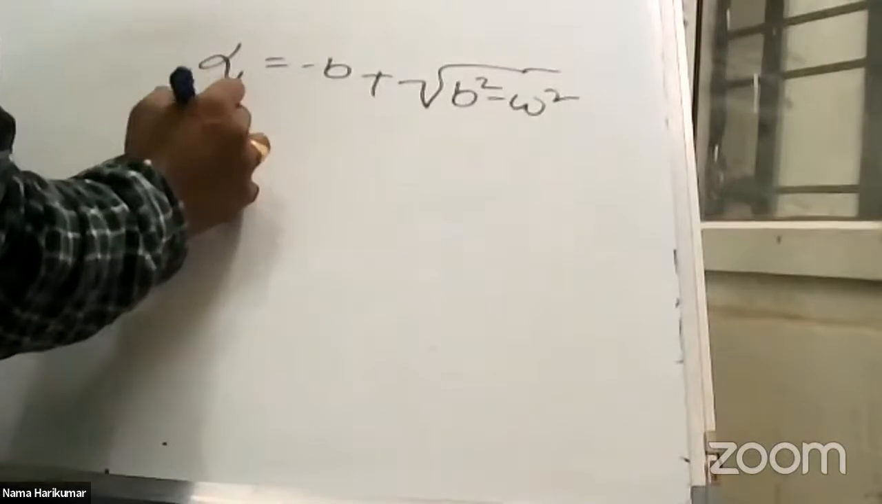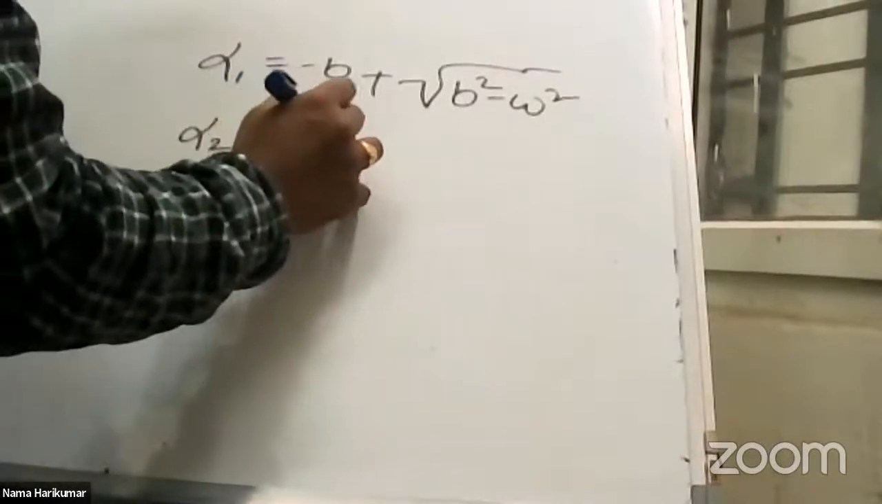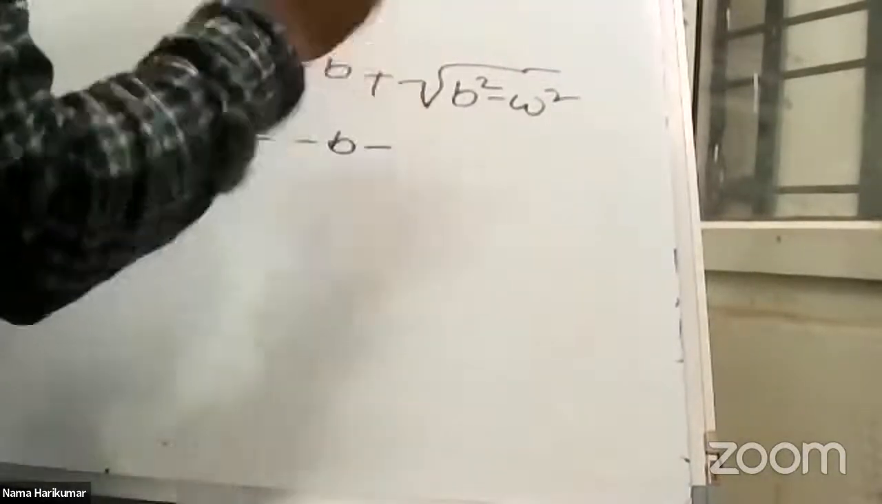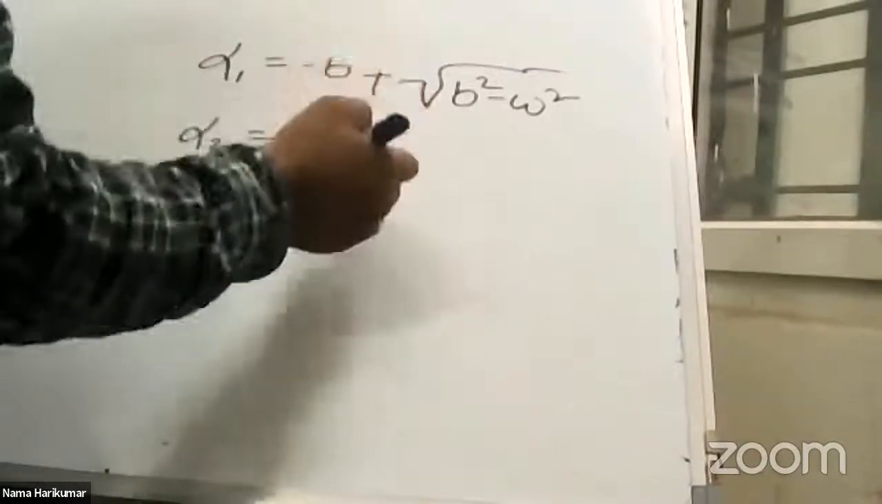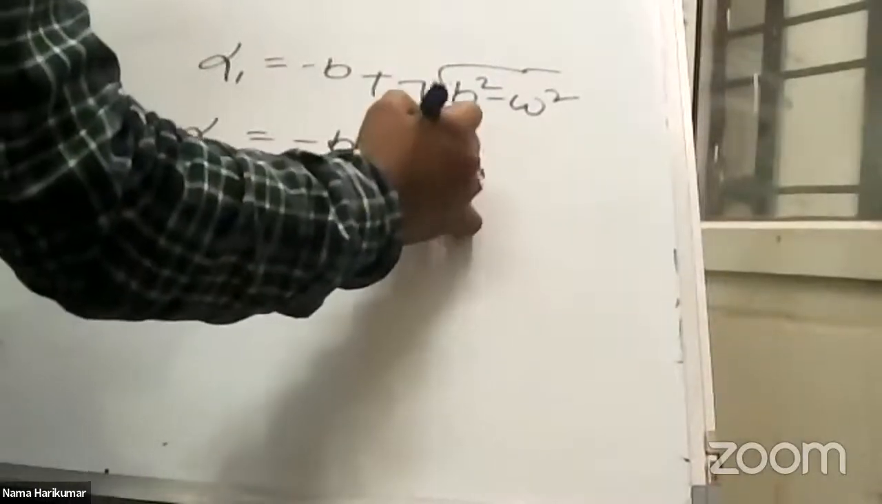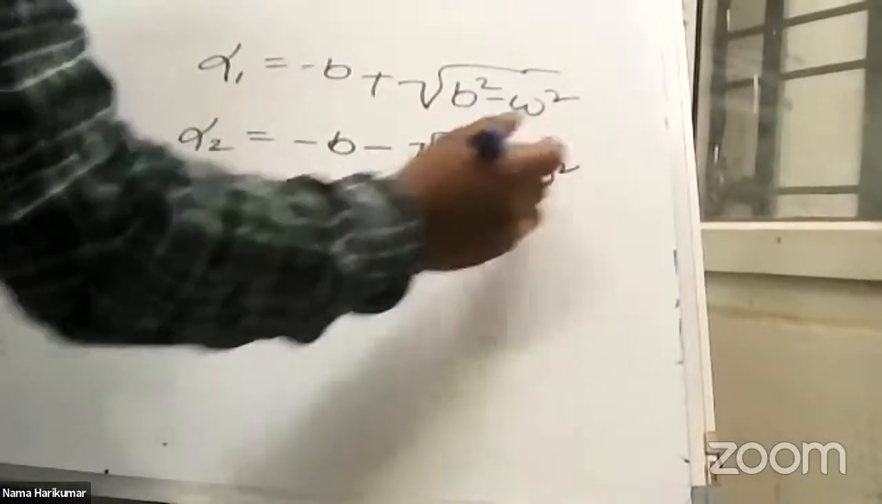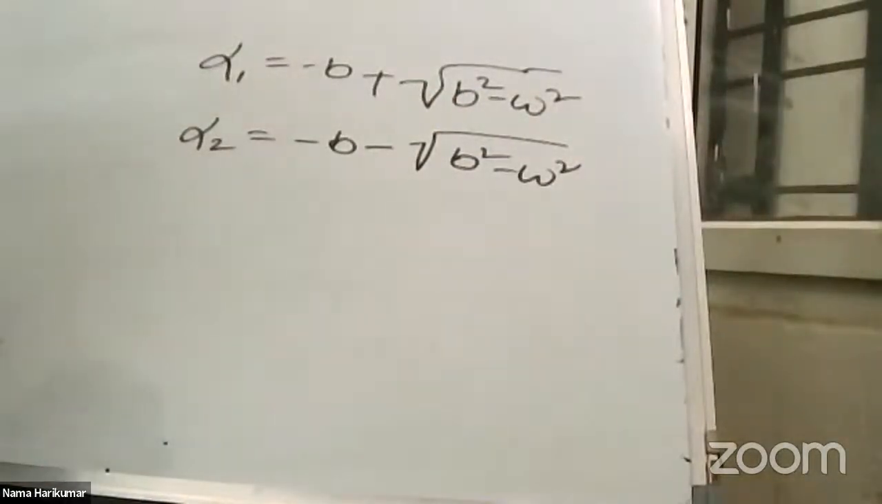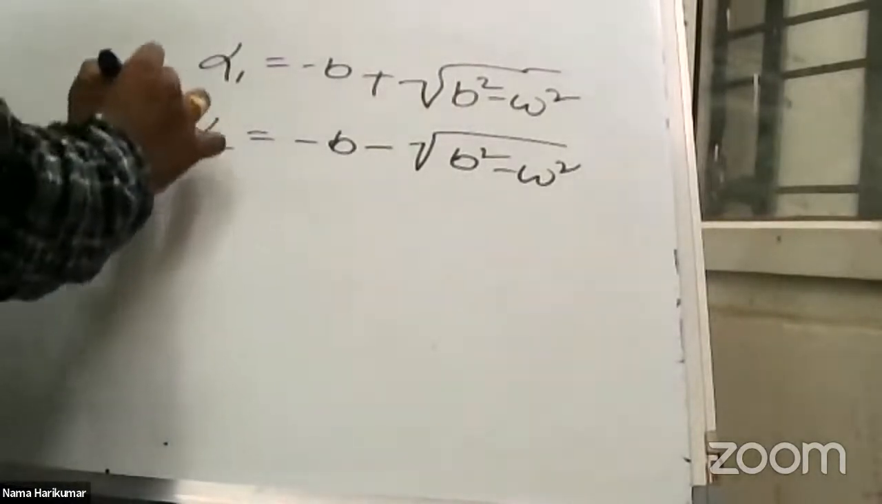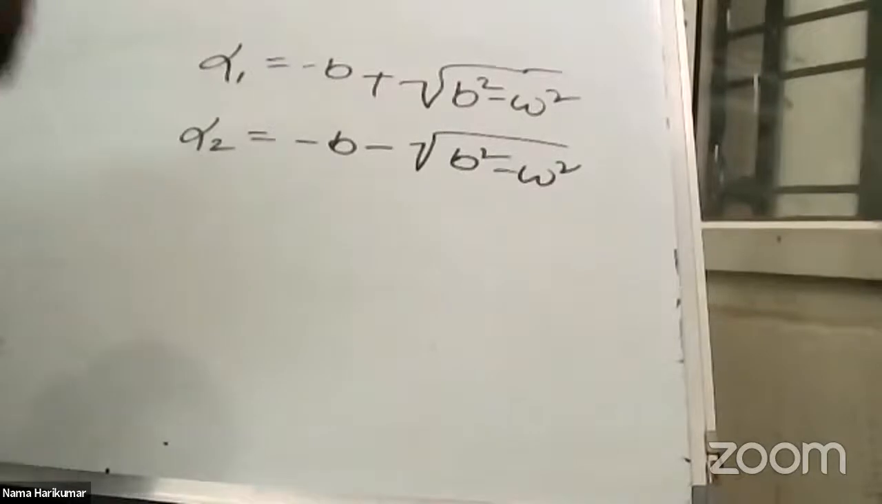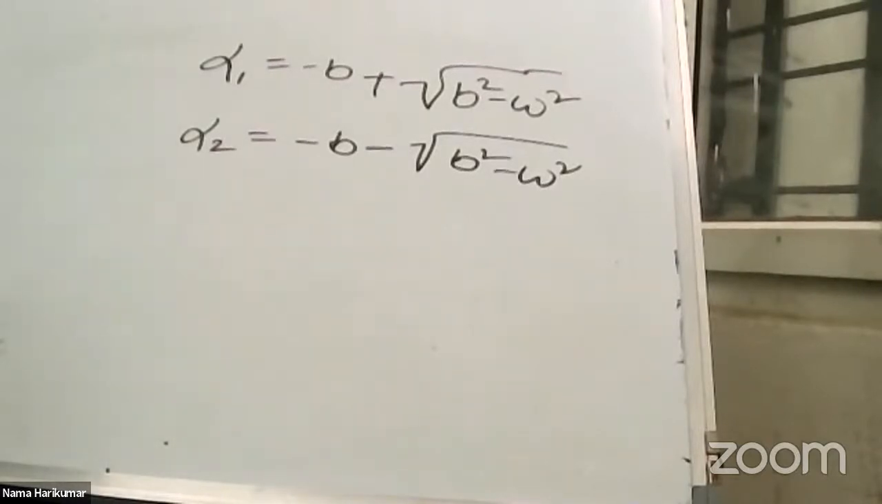So next one is alpha 2 equal to minus b minus root of b square minus omega square. We have to divide it into two parts, the plus and the minus of root of b square minus omega square. So these are the general solutions of our first equation, alpha 1 and alpha 2. Yes, now it is clear. It is clear or not?